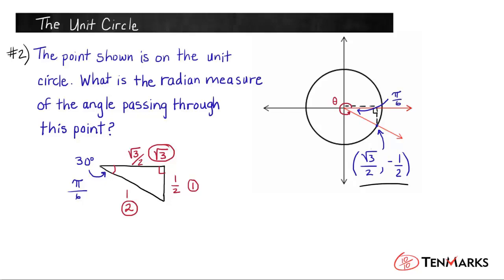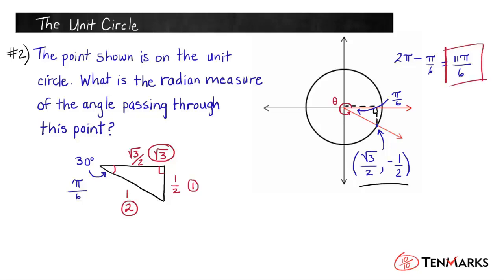Since we're looking for the angle on the outside, we need to take the full revolution of 2 pi radians and subtract pi over 6 radians. And that'll give us an angle measure of 11 pi over 6 radians. So the measure of the angle that's passing through this point, the square root of 3 over 2, comma negative 1/2, is 11 pi over 6 radians.